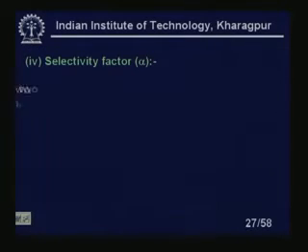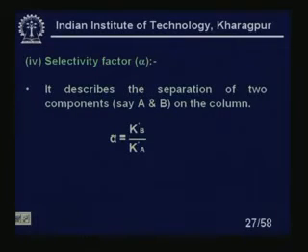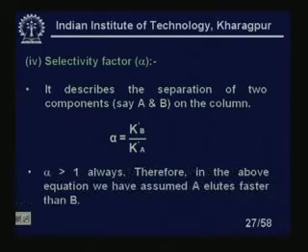Selectivity factor alpha describes the separation of two components, say A and B, on the column. Alpha equals K dash B upon K dash A, okay. Two components, we have K dash B and K dash A. Alpha is always greater than 1, therefore in the above equation we have assumed A elutes faster than B. So, A is coming out faster than B.